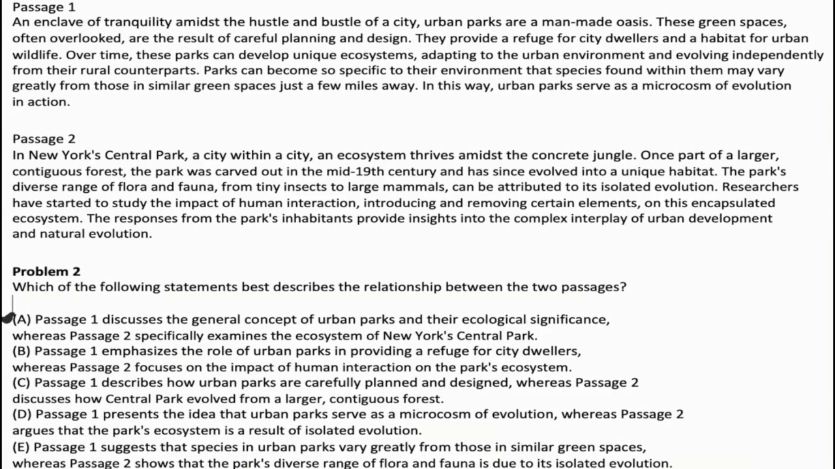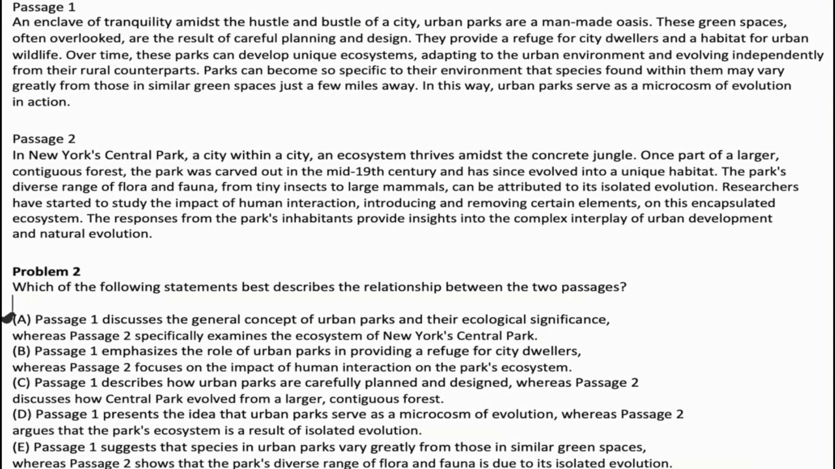B, passage 1 emphasizes the role of urban parks in providing a refuge for city dwellers, whereas passage 2 focuses on the impact of human interaction on the park's ecosystem. I mean, that is sort of true. The first half, it's not really just focusing on the refuge for city dwellers. It's a part of it. And anyway, I think A is still the more accurate way to describe the relationship.